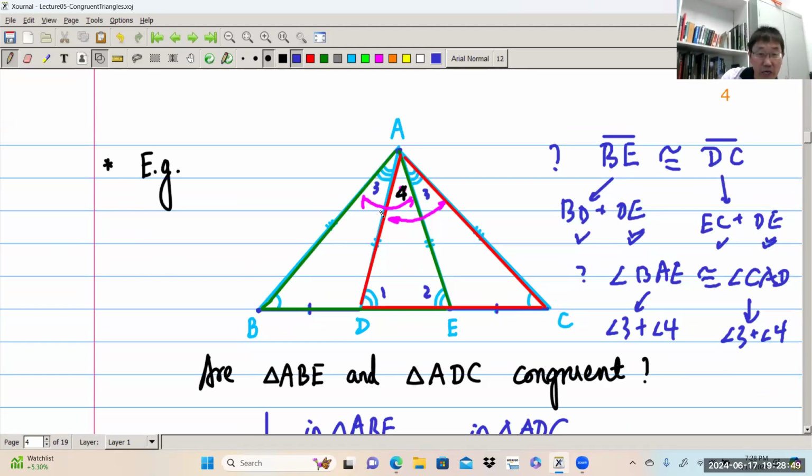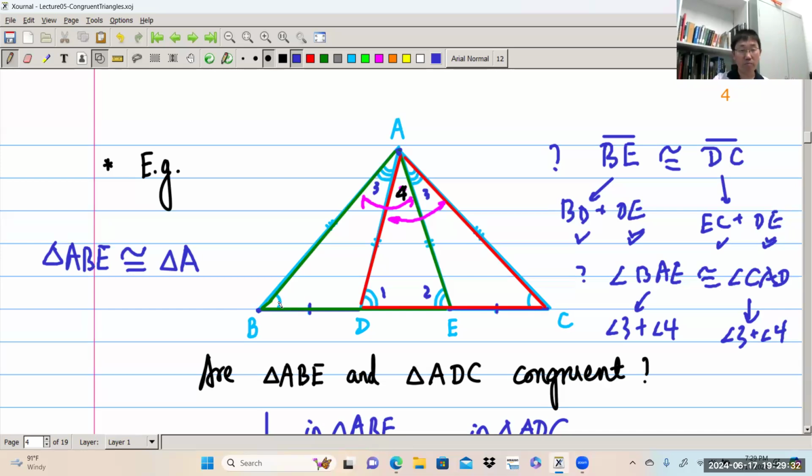Suppose I write down triangle ABE at the left-hand side of the congruence relation. So triangle ABE, this green triangle, is congruent to that red triangle. How should you write down the red triangle at the right-hand side? A corresponds to which vertex in ADC? ABE, then it should be A. So A corresponds to A. Do you see that? This angle, 3 plus 4, 3 plus 4, they share the same vertex, so A corresponds to A. Then B corresponds to which one?